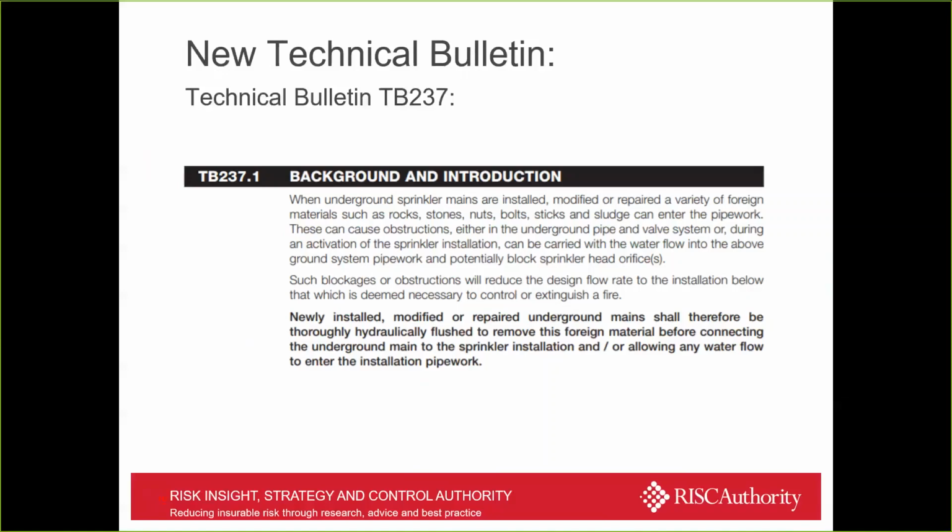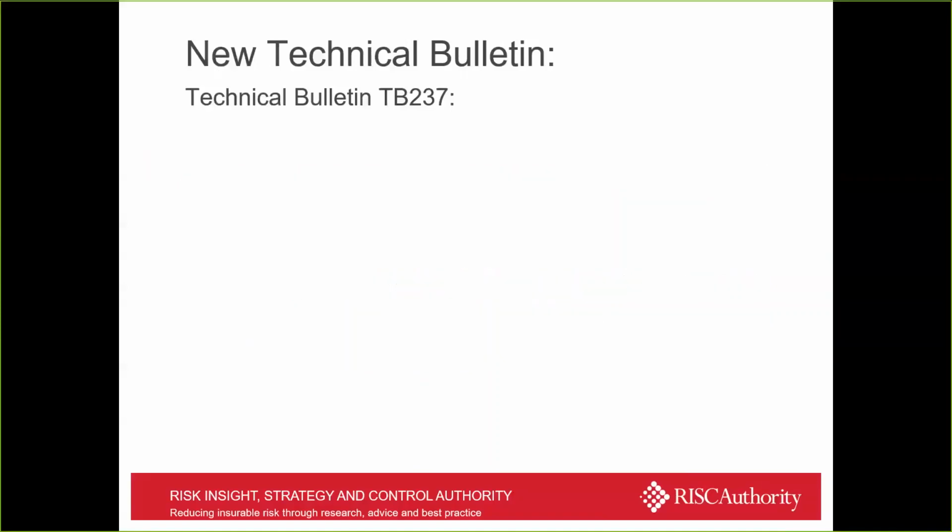So we're saying that newly installed or modified and repaired underground mains need to be hydraulically flushed to remove any of this foreign material before connecting the underground main to the sprinkler installation. So if you're starting a new installation from scratch, carry out this flushing test before you even connect it to the installation above ground. Try and do that at that stage so there's no possibility of flushing any debris into the system. Appreciate that doesn't always happen. You may have existing systems that you need to flush, so we deal with that under TB237.